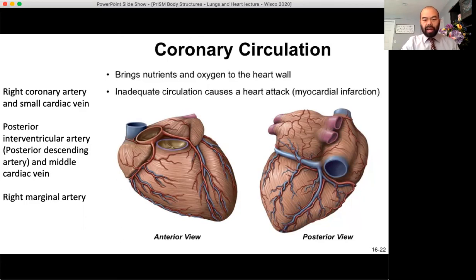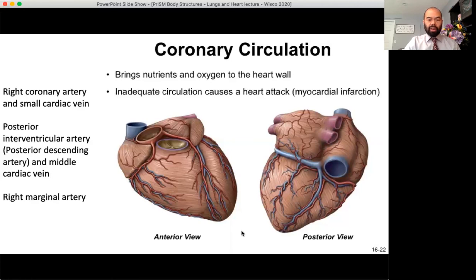And the vein that travels with the posterior descending artery is the middle cardiac vein. So just as a quick review, right coronary artery travels with the small cardiac vein, and as it swings around the atrioventricular sulcus, it branches as the posterior descending artery, and that artery travels with the middle cardiac vein. The posterior descending artery supplies the posterior 1/3 of the interventricular septum, which is clinically important.